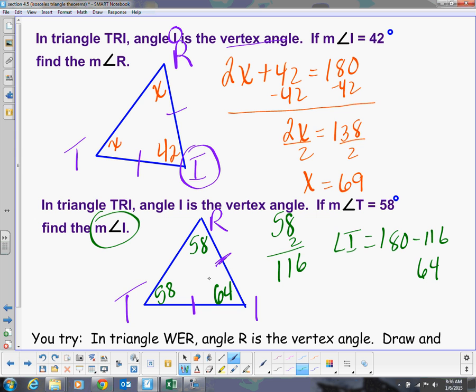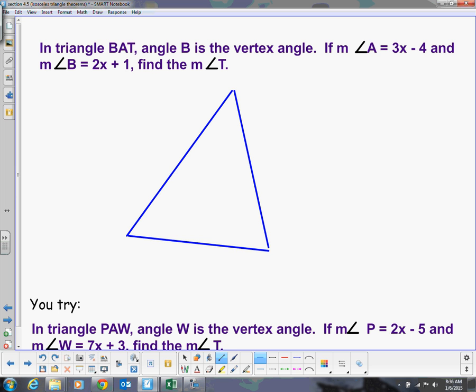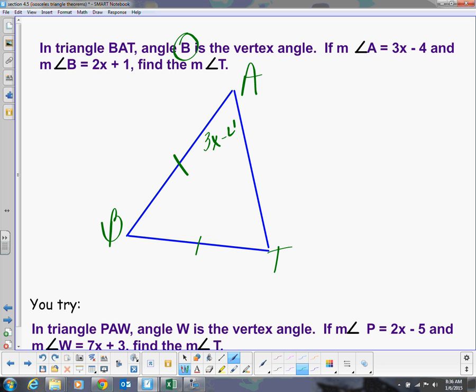Yes, the two equal sides form that vertex angle. All right, so now how else will I do this? You know I couldn't leave algebra alone, correct? So we've got BAT. Now vertex angle is B. Whose sides do I mark? BA and BT. All right, so A is 3x minus 4. B is 2x plus 1. My question to you, is T 2x plus 1 or 3x minus 4?